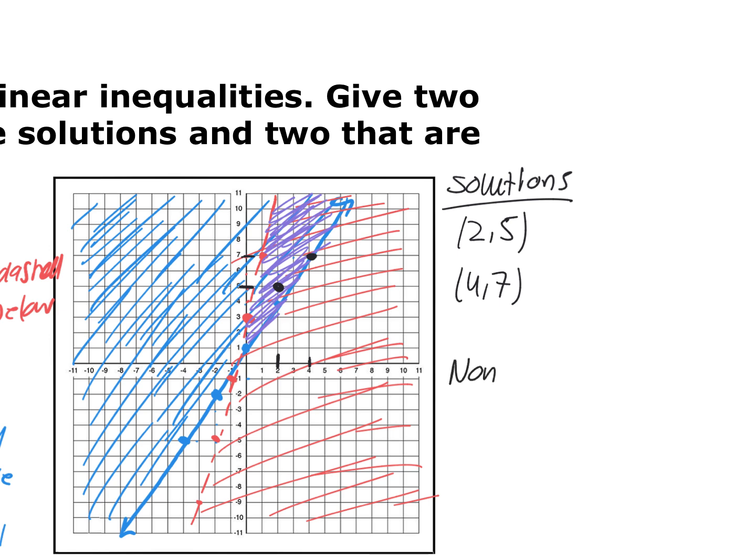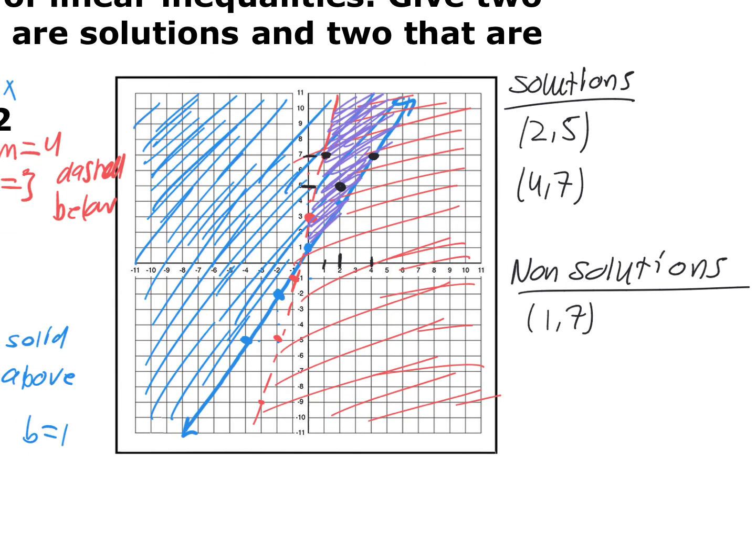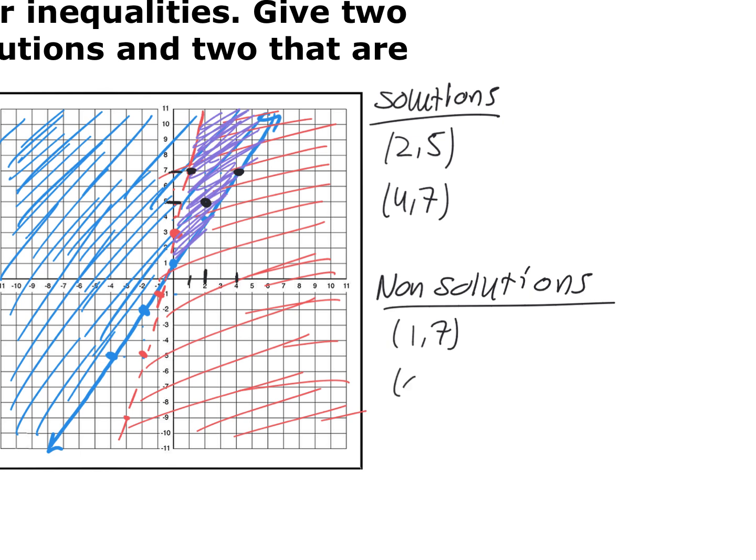And then some non-solutions, right? I can pick one on the red dashed line, right? Because it's a dashed line. If it's a dashed line, you can't have any points on it as a solution. So 1, 7, it's on the red line, but it's a dashed line, so it's not a solution. And then you can pick just any other point that is not in the purple region. I always like to check if 0, 0 is one because that's the easiest point to look at, right?